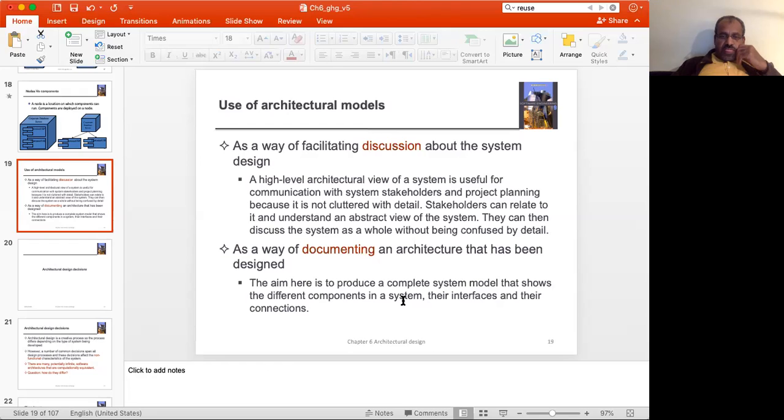So the aim in the documentation activity is to produce a complete system model that shows the different components involved in the system. You could call them subsystems as well, their interfaces, and their interactions and connections amongst each other.